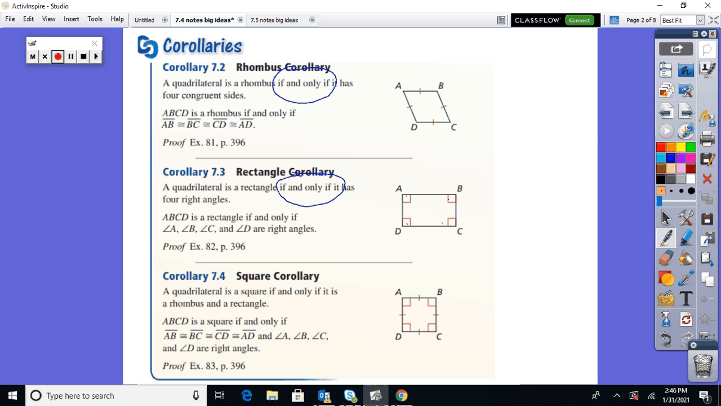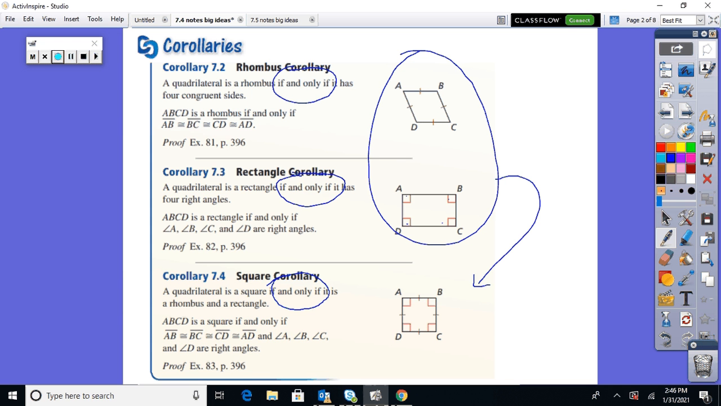Let's see here. Then the square is basically a combination of rectangle and rhombus. If it does each of those two things, then it's a square, if and only if. So it's a square if and only if it's a rhombus and rectangle. And if it's a rhombus and rectangle, if and only if it's a square.